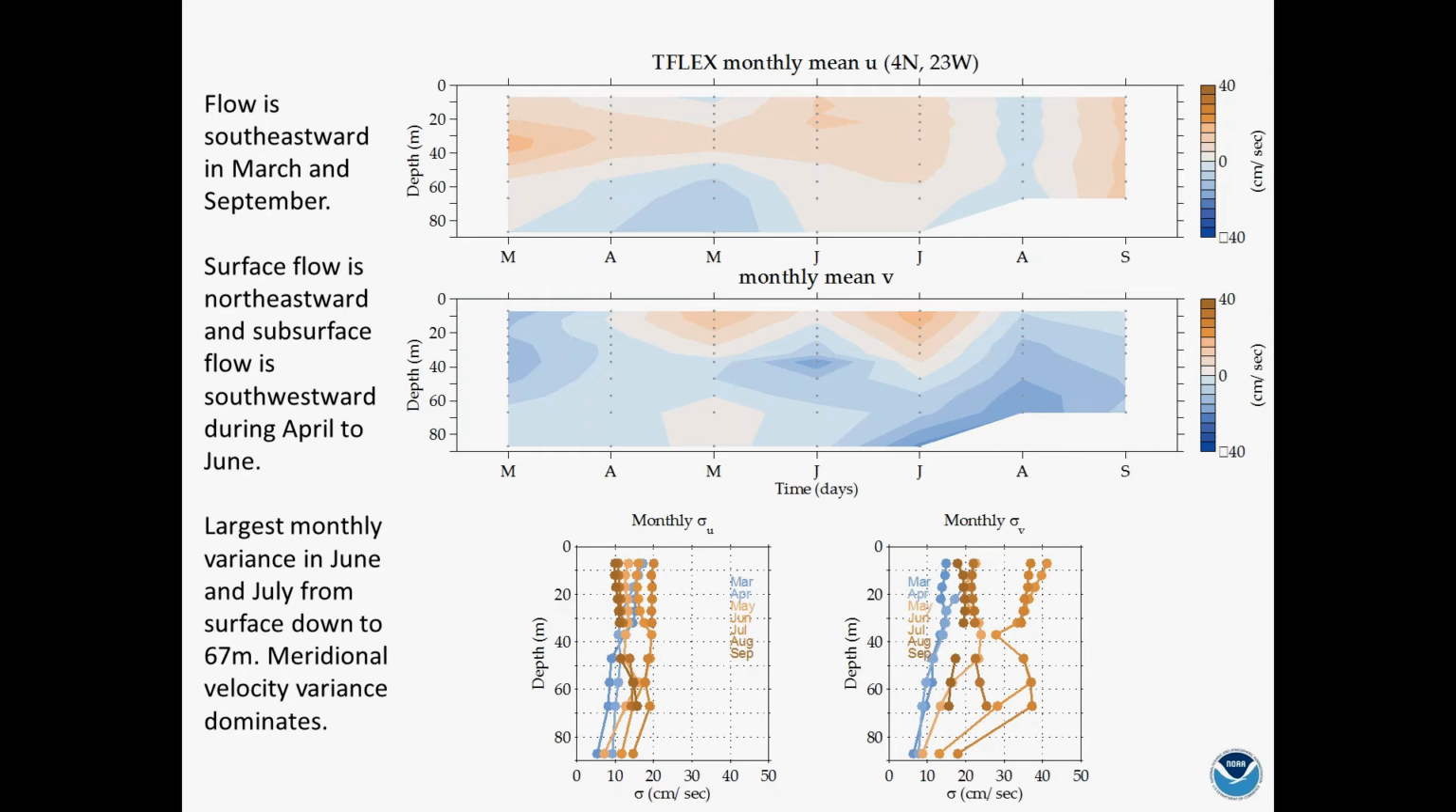If you look at the variance in each month, and this is showing you March to summer, and then it's progressing through colors, what I just want to draw your attention to is that June and July have the highest variance, and they have the highest variance in V. And that variance is large all the way down to 67 meters. It's not only at the surface that you see large velocity variance.